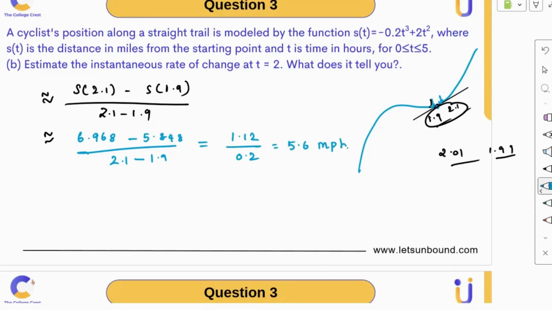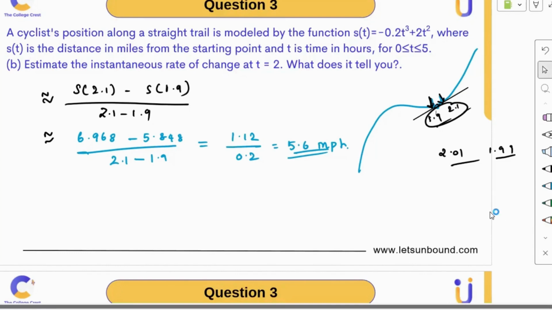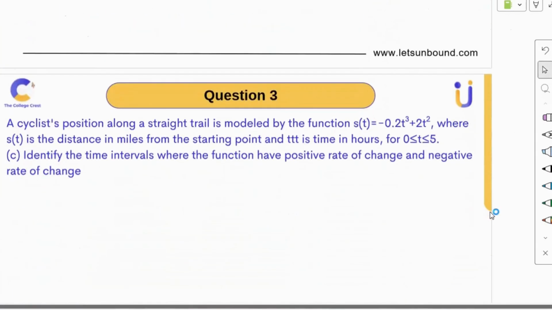So exactly at the second hour, this is the speed of the cyclist, right? This is an estimate of the speed here, we can use velocity of the cycle also, we can say, right? But at the exact time, we estimated it by taking two nearby times. That is what it tells. And we are moving to the last part.